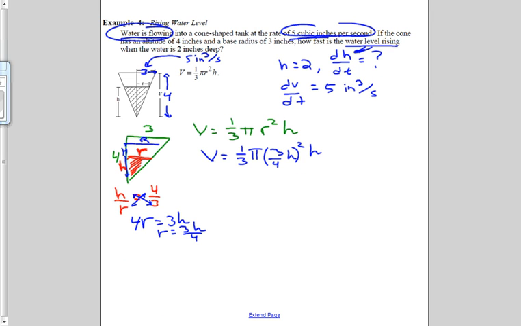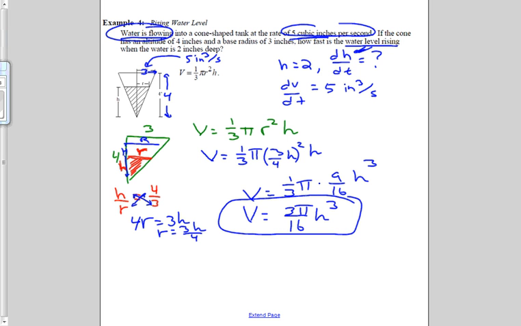So now if we simplify this, we get v equals 1/3 pi times 9/16 h squared times h, which is going to be h cubed. And further, we get 3 pi over 16 h cubed. That's what v equals. And the question is, how fast is the water level rising when the water is 2 inches deep? So now we have v and h relating. Now we need to relate dv dt and dh dt.